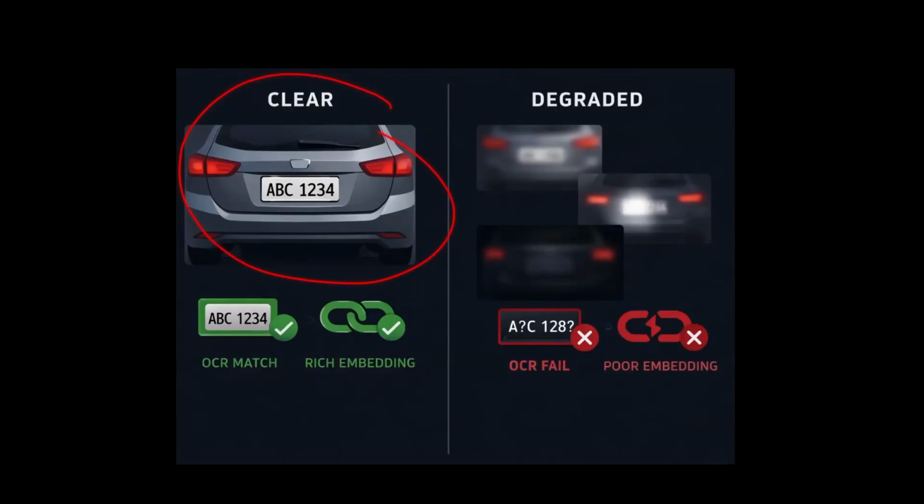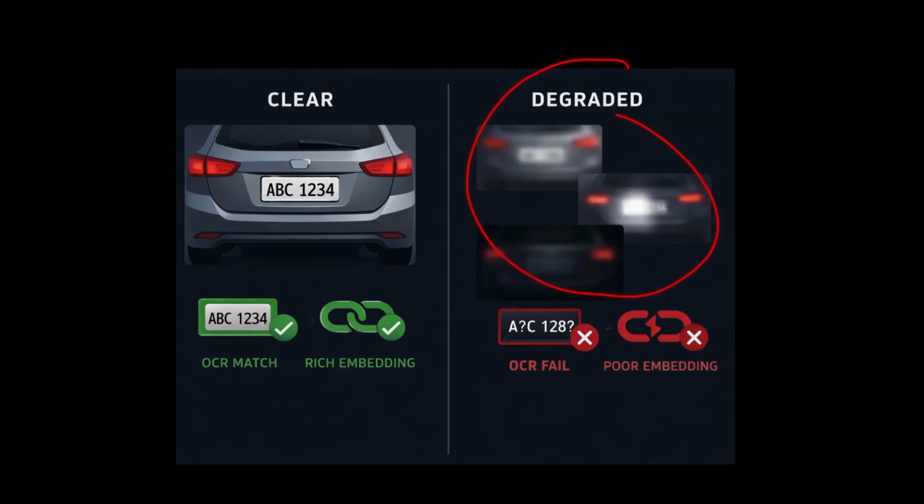Here's a clean image of a vehicle, and that is how your training data looks. Now, here's what we actually get in production. You can get motion blur, glare, low light, rain. Now watch what happens. When you get these degraded images, your OCR is going to fail and you're going to get poor embeddings. So naturally you would think, let's enhance the image, but here's a catch.